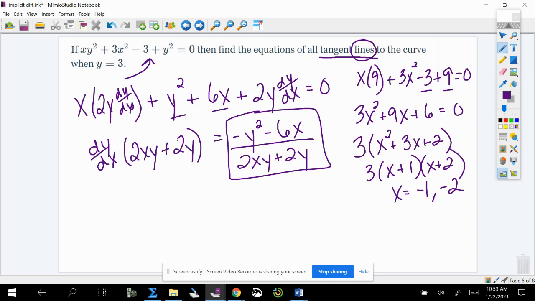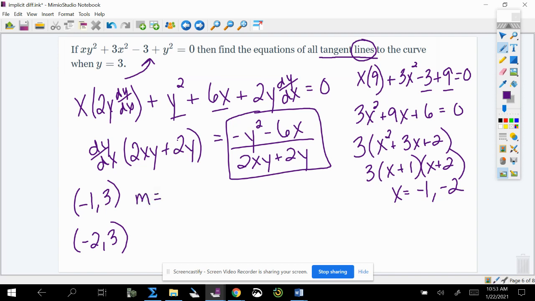So here's why the question wanted the equations of the lines instead of line. You actually have 2 points you're working with. You're working with the point -1, 3, and then you're also working with the point -2, 3, because there are 2 x values that give you a y value of 3. So now to find slope for each of them, I'm basically treating them as 2 separate problems.